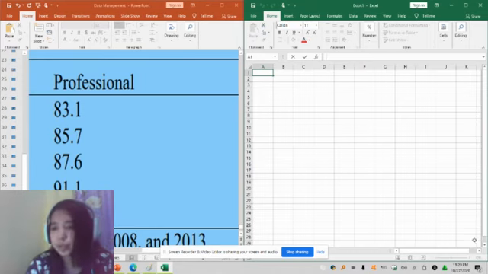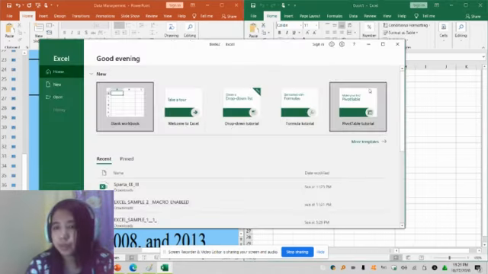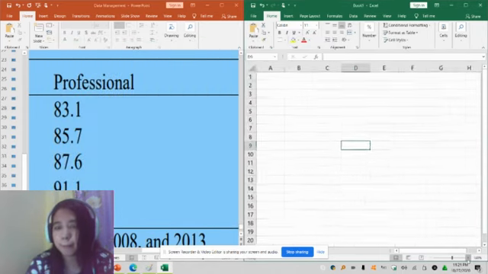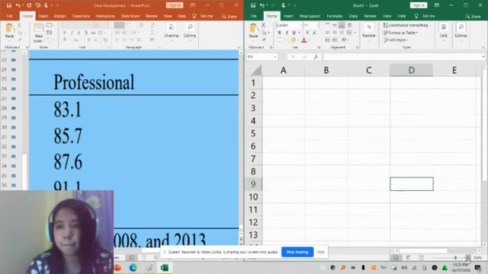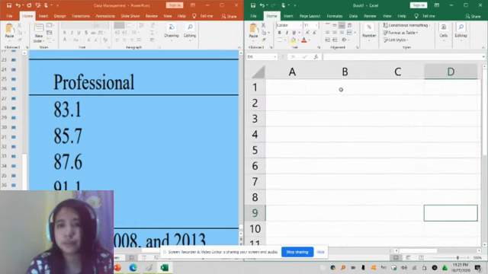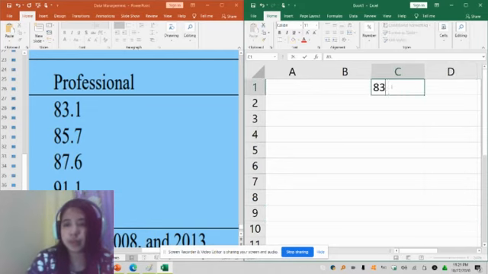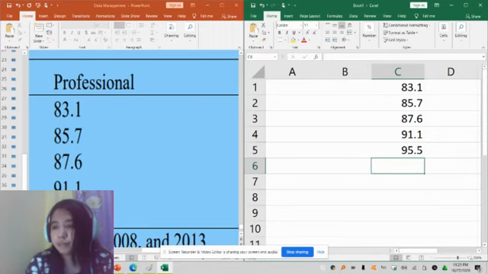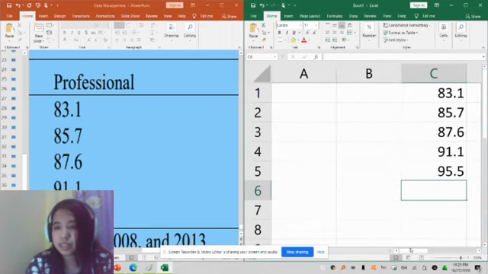Okay, so what I will do is enter our data set. We have the following: 83.1, 85.7, 87.6, 91.1, 95.5.